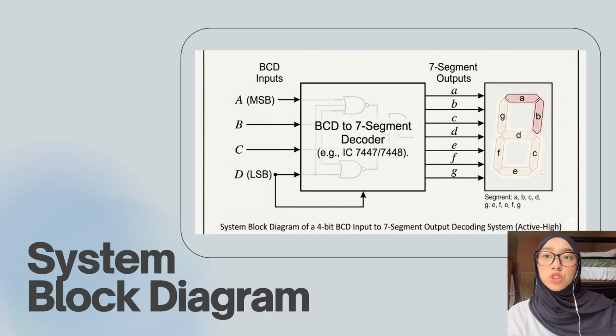So here I would like to show you the system block diagram. Here is the BCD to 7-segment decoder. On the left side, we have the BCD input, from the most significant bit, which is A, then B, C, D, where D is the least significant bit. And then on the right side, we have the 7-segment outputs: A, B, C, D, E, F, G. As you can see, those are the 7 LEDs which we are going to use to show the numbers from 1 to 9.